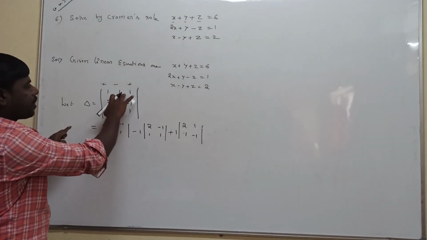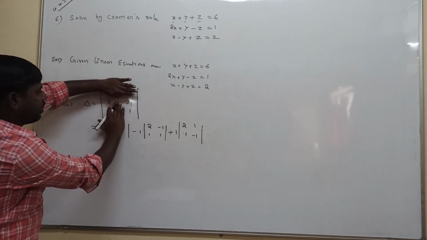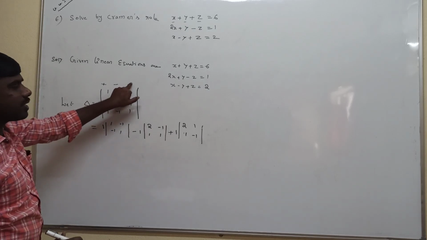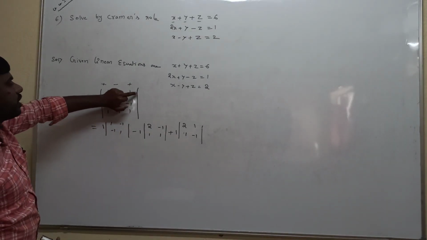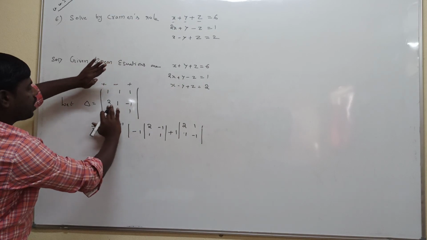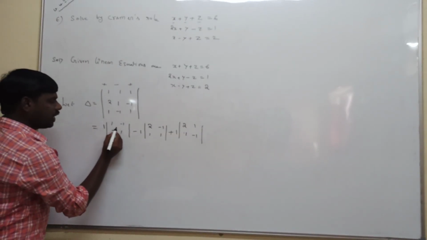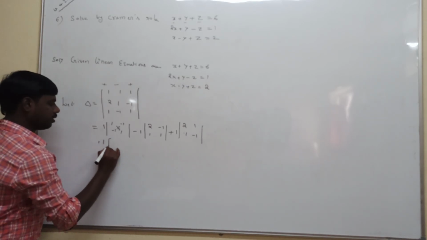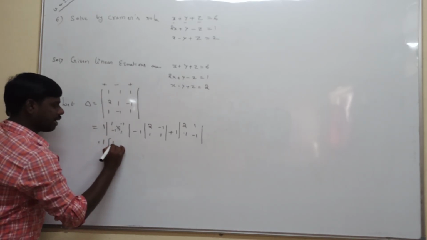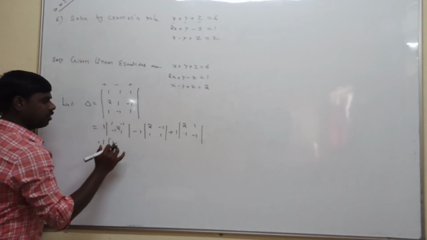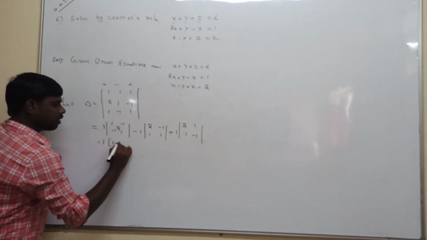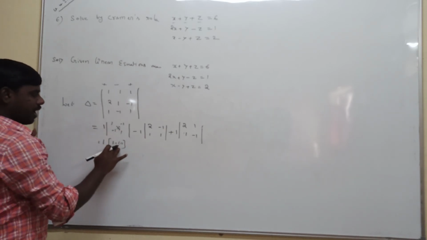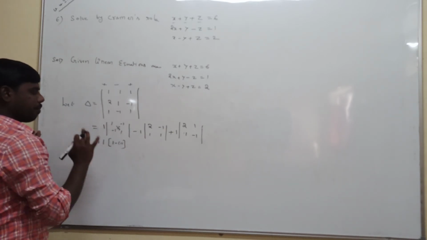Second element we are taking is 1, present in the first row, second column, eliminated. Left of the element is 2 minus 1 1 1. Next is plus. Third element is 1, present in the first row, third column, eliminated, remaining 2 1 1 minus 1. Now we have only 2 by 2 determinants, thus we apply the cross multiplication method. So 1 into 1 1, minus 1 into minus 1 is plus 1. Everyone understood?